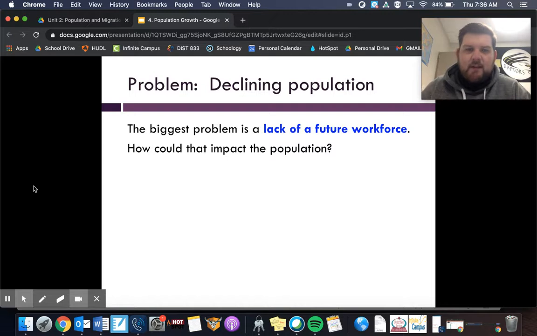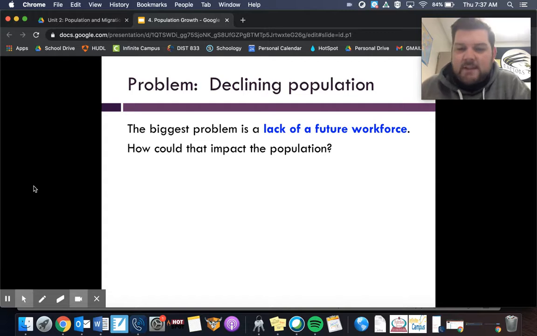All right, a problem. The biggest problem: we know that Europe and those places have a declining population, and that can be a problem. Okay, it's a problem because it creates a lack of a future workforce. If your population is declining, meaning there are more old people because the death rate is higher, so more people are dying off, the biggest problem there is a lack of a future workforce.